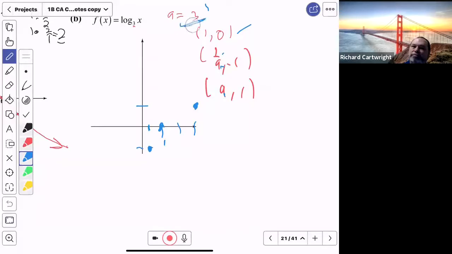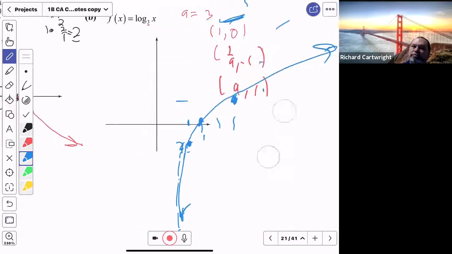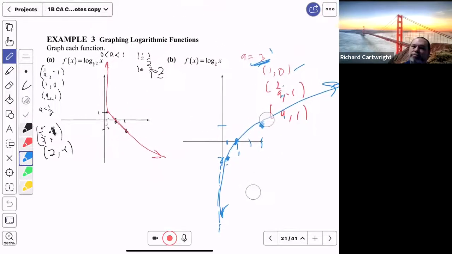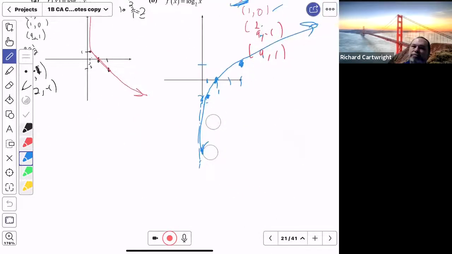Oh, remember when a was bigger than 1? It's increasing forever instead of decreasing. And this I probably could do better. There. Asymptotic to the y-axis. That makes sense. That's pretty good, I'm off a little bit. Close enough for the government, though. Any more on this page? Nope. Moving on.